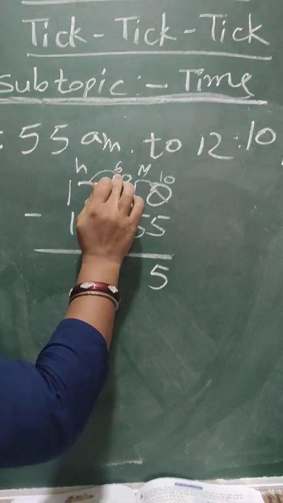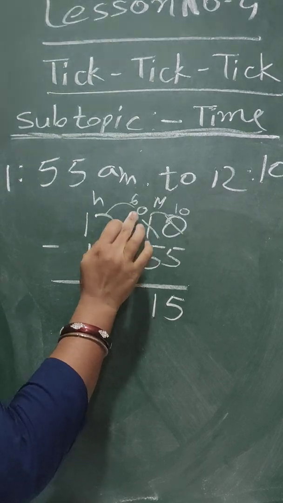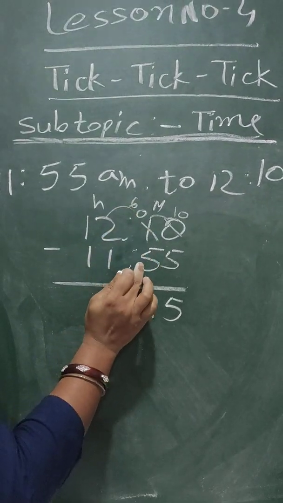2 minutes means 6. 6 minus 5, 1. Understood? 60 minutes is taking, that's why we are writing here 6. 6 minus 5, 1.